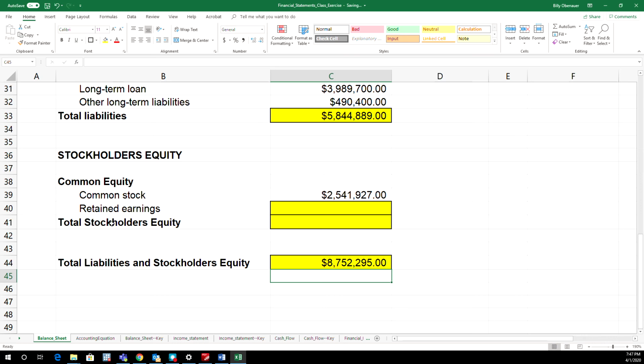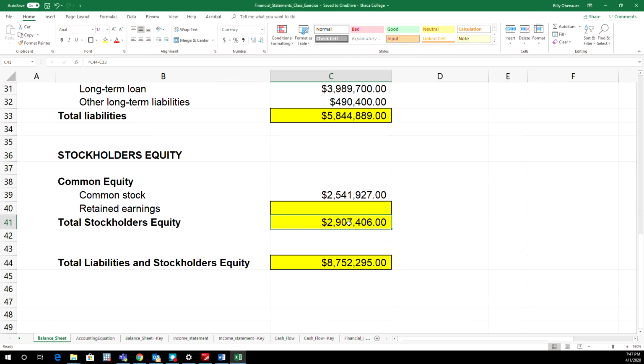Now we've got to figure out our total stockholders equity. As we look at total stockholders equity, we know that that is going to be our total liability in stockholders equity minus our liabilities. So we're just going to create a little equation where we take that total liability in stockholders equity and subtract our total liabilities from it. And that gives us our total stockholders equity. So our total stockholders equity in this case is $2,907,406.